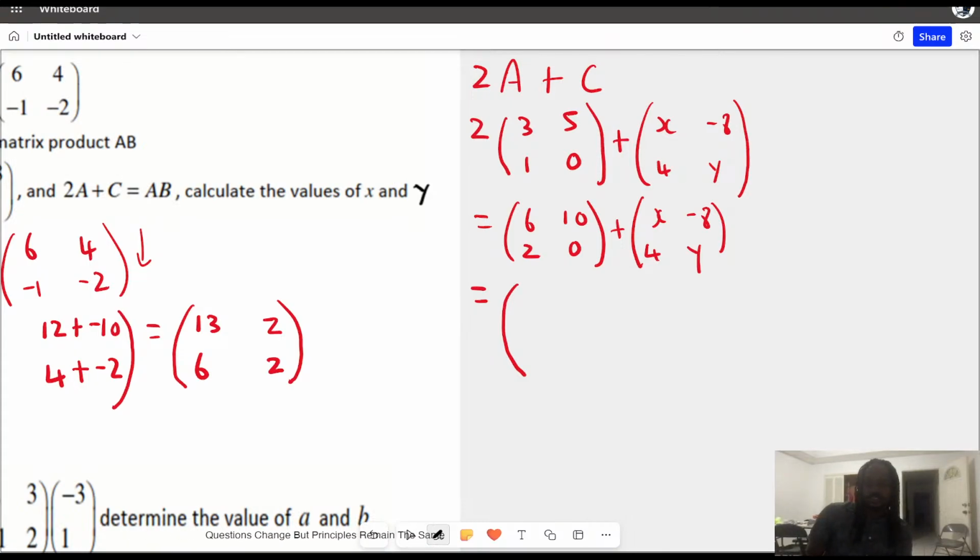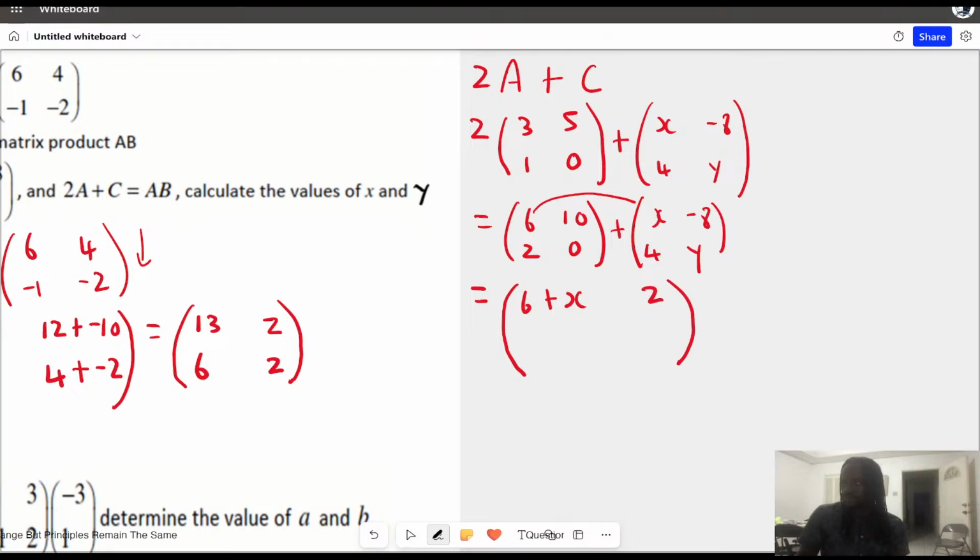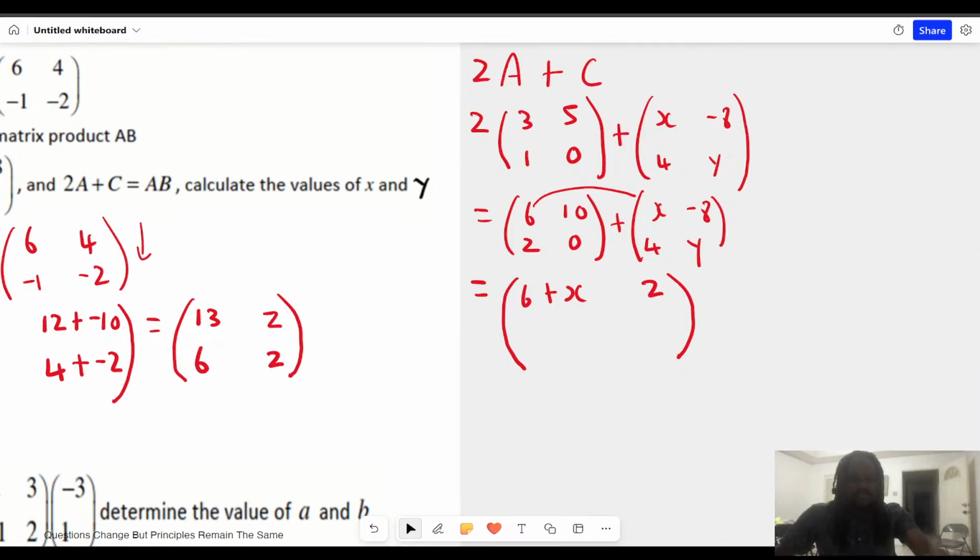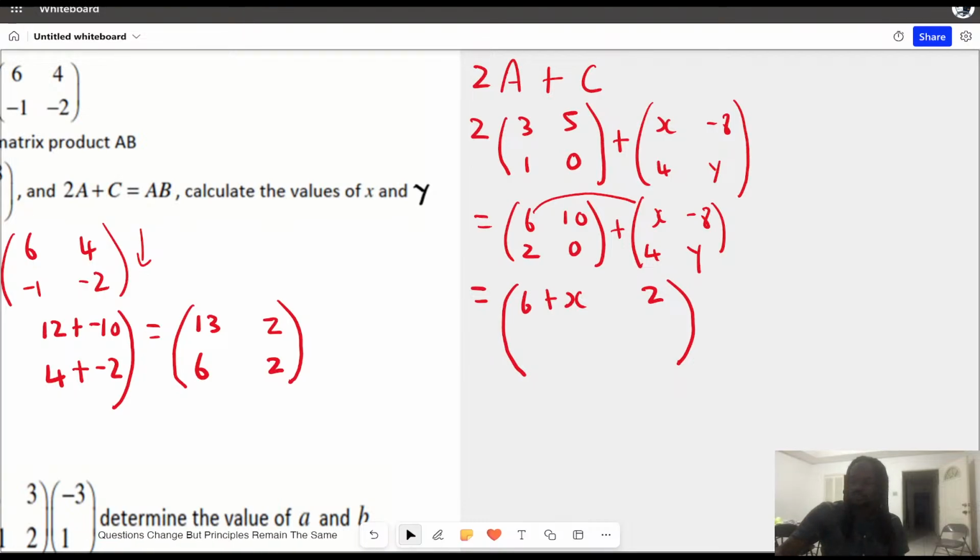Let's get going here now. So 6 plus x is 6 plus x. Then 10 plus negative 8, that is 2. Then 2 plus 4, that is 6. 0 plus y, that is y.